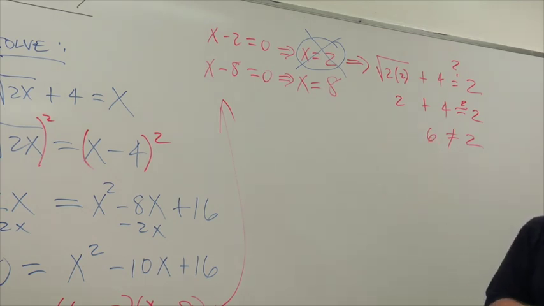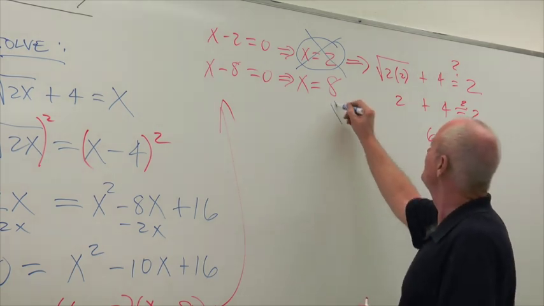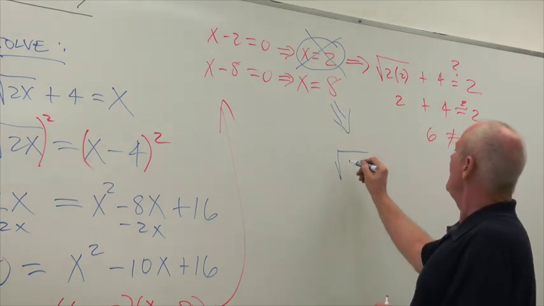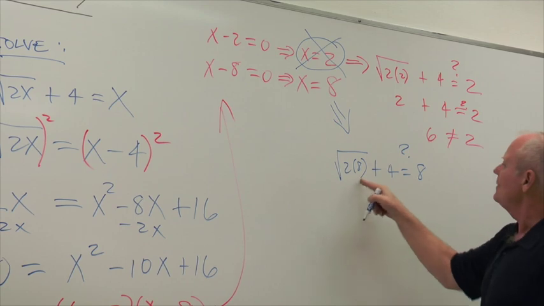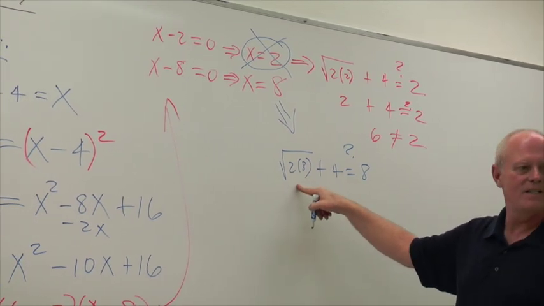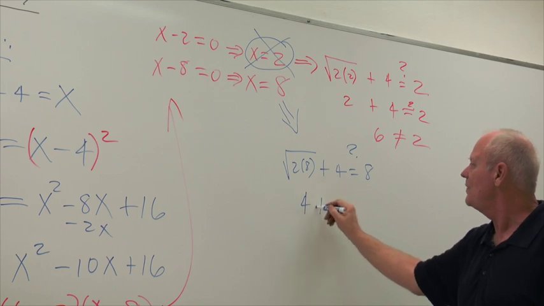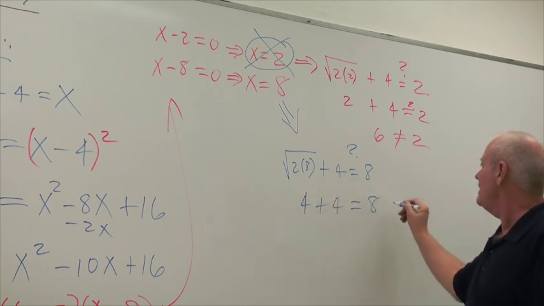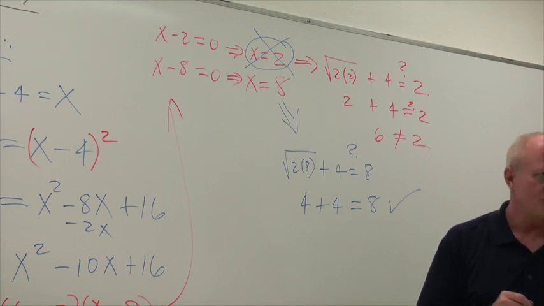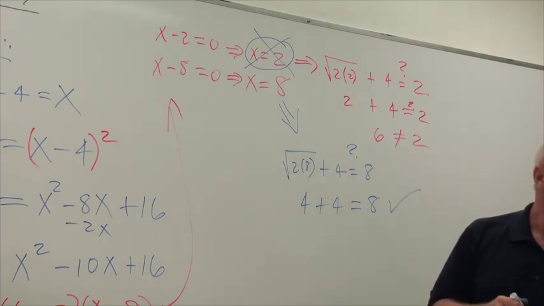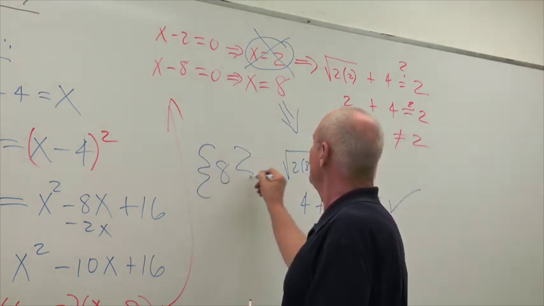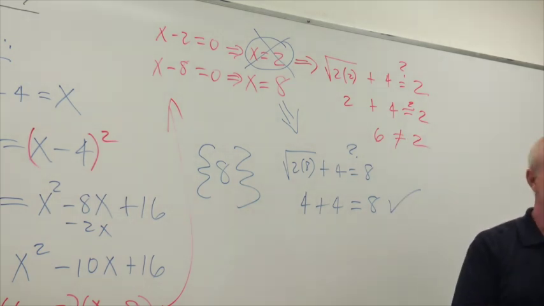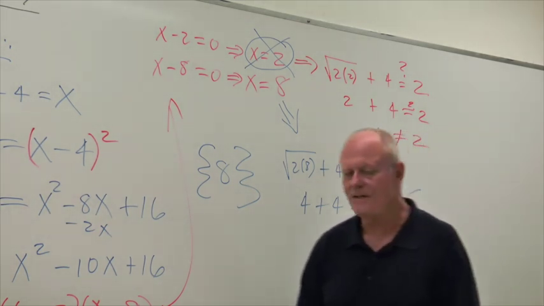Now, what happens if you plug an 8 back in there? Can you see what happens? This is the square root of 2 times 8, plus 4 is equal to 8. 2 times 8 is 16. The square root of 16 is 4. 4 plus 4 actually is 8. So 8 checks. So the answer to this number 3 is only 8. Does that make sense? Good? Okay. All right, very good.